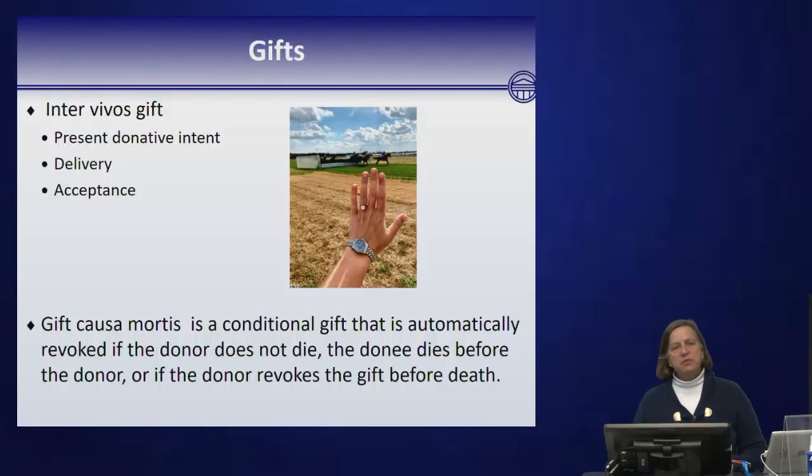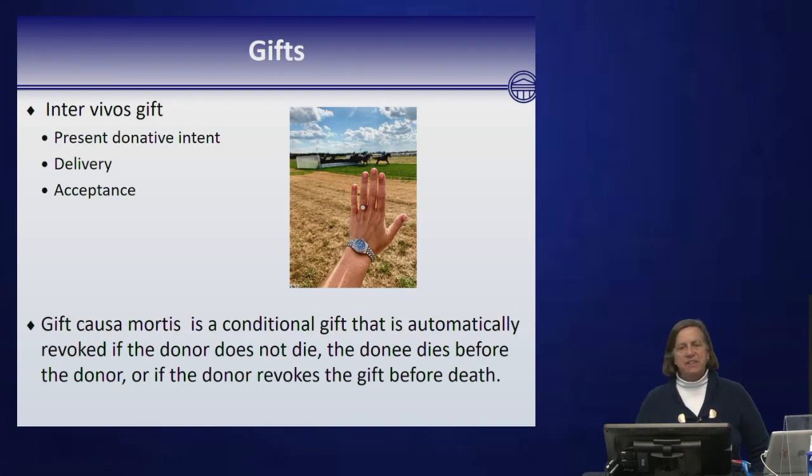A gift between two living people is known as an inter vivos gift, and there are three elements of an inter vivos gift. This should be pretty much of a review for you. Those three elements are present donative intent. You intend to give someone something now. There must be delivery and acceptance of the gift. So present donative intent, delivery, and acceptance. I tell you that I'm going to give you a big flat screen TV for graduation. Is there present donative intent? No. Present donative intent, delivery, and acceptance.